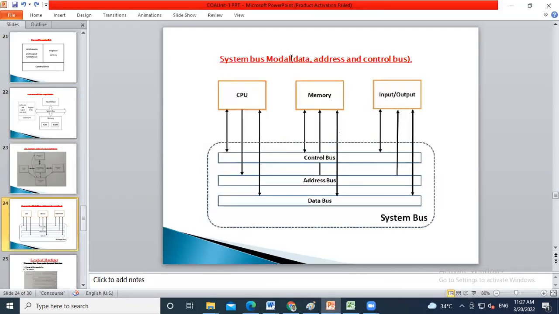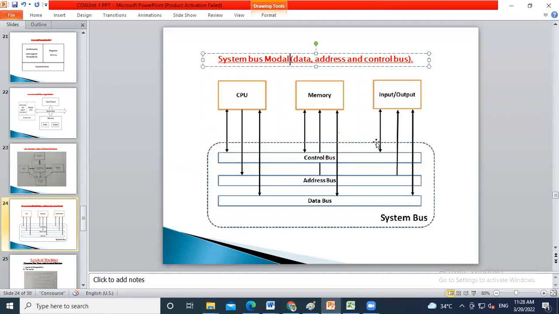This is the system bus model. In it there are three types of buses we use: data bus, address bus, and control bus. The data bus is here, the address bus is here, the control bus is here. One thing you have to observe: the connections from the CPU, memory, and input and output to the data bus have bidirectional arrows. Please check carefully. From the address bus, everything connected with the CPU, memory, and input and output is unidirectional, only one direction. And the control bus is also bidirectional.